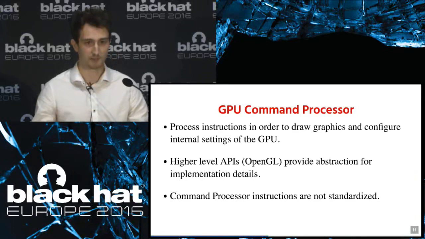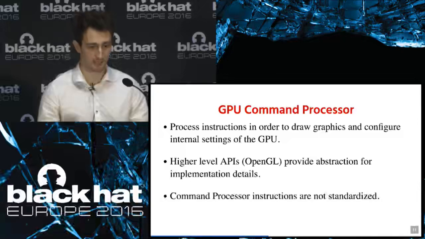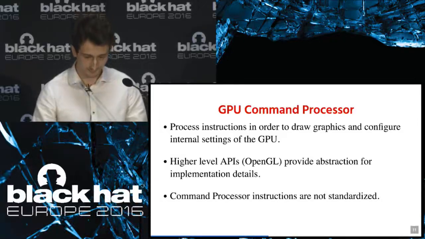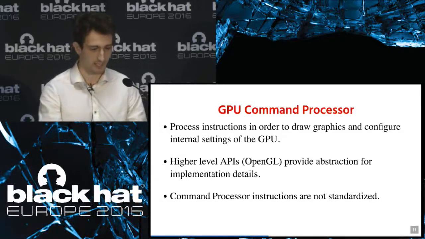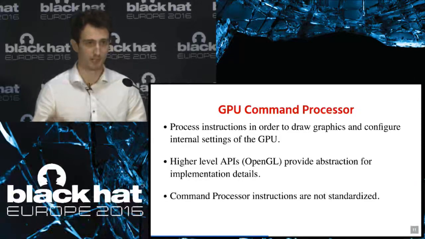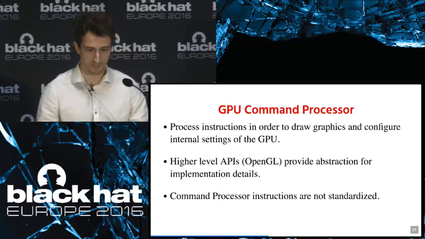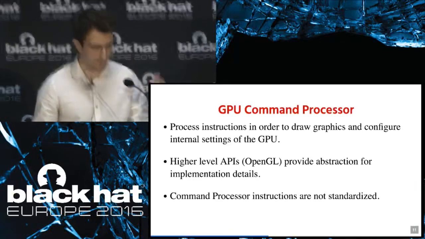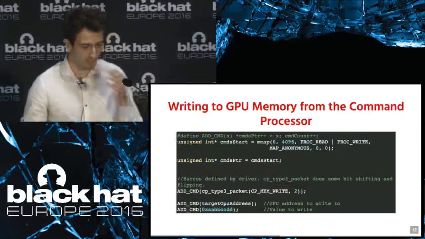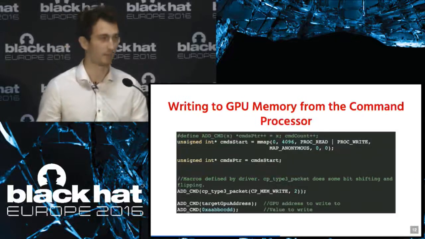GPU manufacturers can decide whatever types of instructions they want to provide. They just have to follow the OpenGL specification, or whatever graphics API they want to be compatible with. And one thing to note is that the Adreno's MMU is actually configured on boot up through the command processor. It generates a bunch of commands to do this. So let's take a look at how we could write to GPU memory from the command processor.